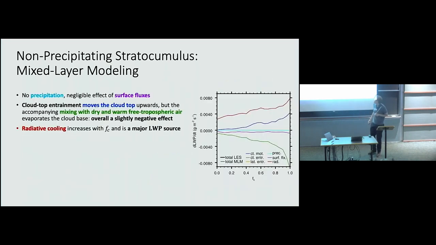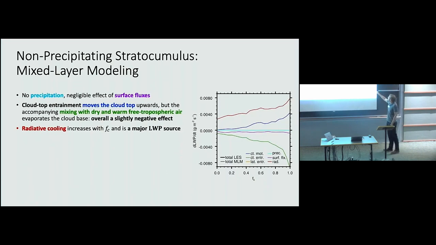And this is what I'm showing you here. Again, we have the cloud cover and the temporal changes in the liquid water path. And here you can see all the different contributions to the liquid water path budget. First of all, we have no precipitation, which is obvious because these are the non-precipitating cases. We also see that the surface fluxes almost do not contribute to the liquid water path budget in this case. It's a little bit more interesting when we look at the cloud top entrainment contributions.